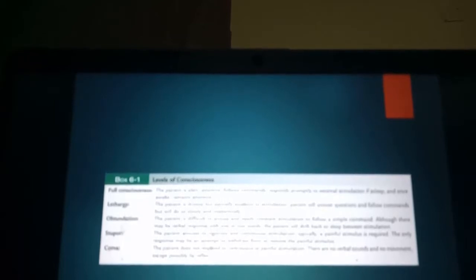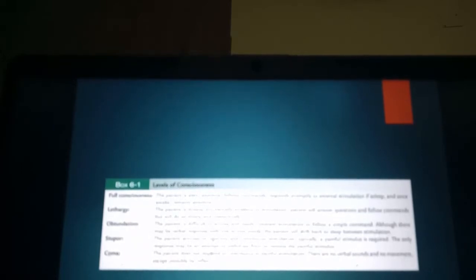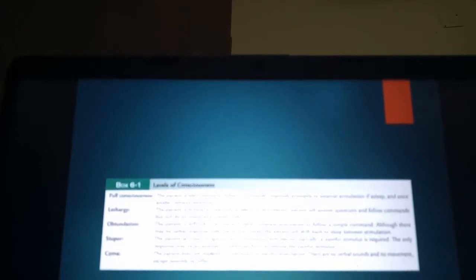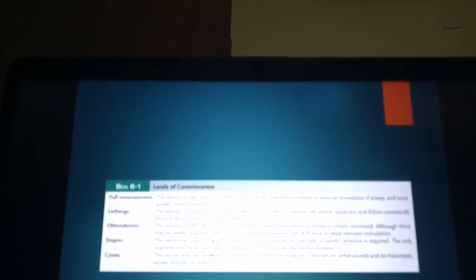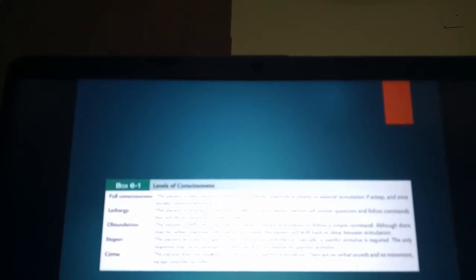That is lethargy. Obtundation. Okay, the patient is difficult to arouse, but he arises after a lot of stimulation and is able to follow simple commands, and verbal response may be there from the patient, 1 or 2 words may be spoken, but then the person goes back to sleep. That is called obtundation. Then stupor. The patient arouses to vigorous and continuous stimulation. Okay, neurologists, when they examine patients, they keep shouting, tapping the person repeatedly and give painful stimuli, then the patient wakes up.